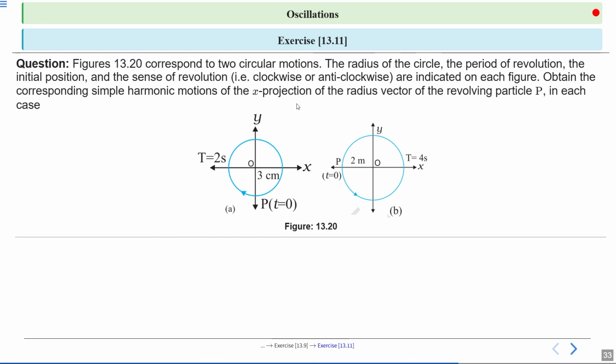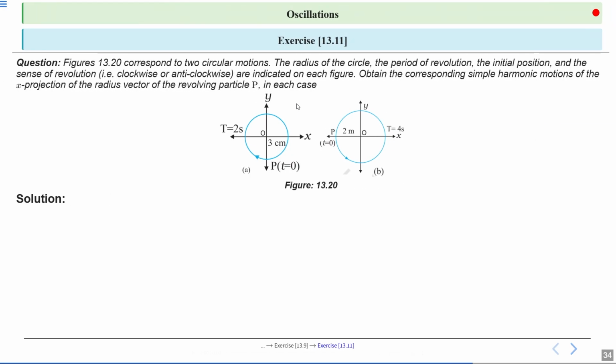Figures 13.20 correspond to two circular motions. The radius of the circle, the period of revolution, the initial position and sense of revolution, that is clockwise and anti-clockwise, are indicated on each figure. Obtain the corresponding simple harmonic motion of the x projection of the radius vector of the revolving particle P in each case. Let's see the solution. Let's start with figure 13.20a.